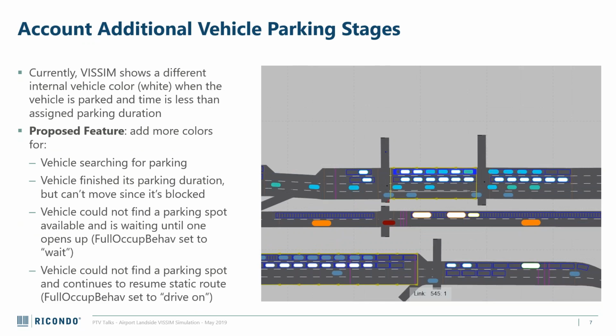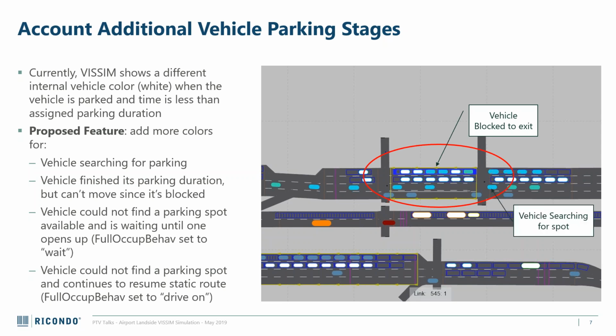The next one is to account for additional vehicle stages. Right now, in a parking zone, when a vehicle is parked, it will change the status and show the internal color of the vehicle in white. But we would like to see other colors, so it shows the status of vehicles in different stages.